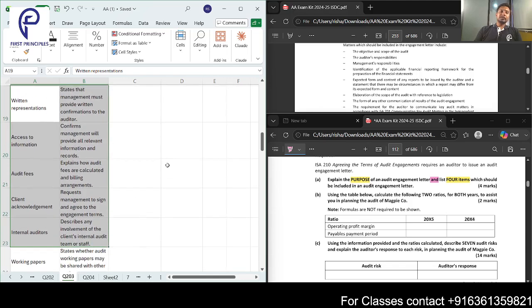Next, written representation. You state that the management must provide written confirmation to the auditor. In certain instances where evidence is not clearly available, or there were areas where significant judgments were taken, you will require a written representation from the management, and they are accepting that they will provide it to you. Next, access to information. It confirms that the management will provide it.